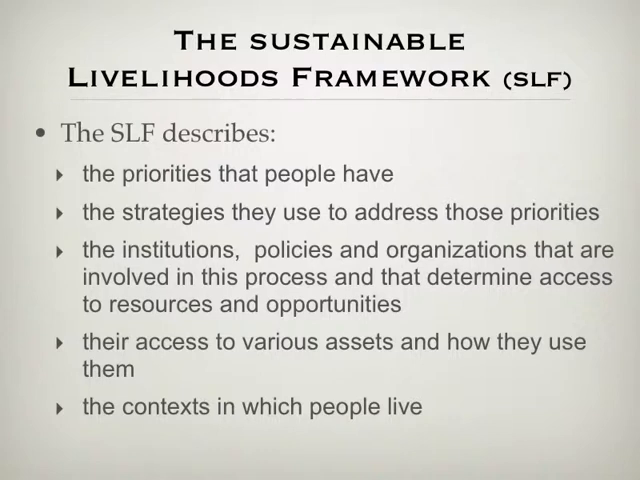So, with regard to that, the framework then describes the following things. First of all, the priorities that people have. What do they prioritize in terms of strategies? What do they prioritize in terms of outcomes? Then the strategies they use to address these priorities, it describes those. We can determine certain information from those strategies and with our interaction with the framework. And then it also describes the institutions, policies, and organizations within a person's household, framework, or livelihood in the environment that they live in. And it also adds to that by indicating how these different organizations, institutions, and groups influence the access people have to resources and opportunities. Okay, so it describes that as well.